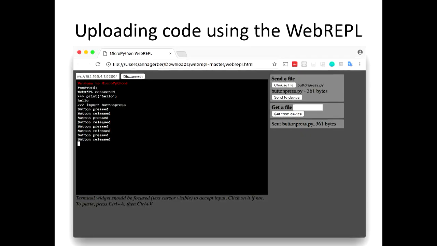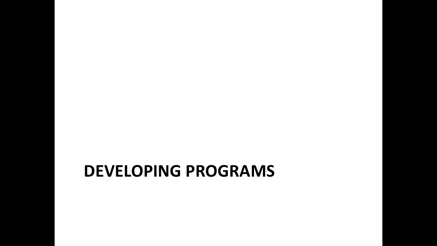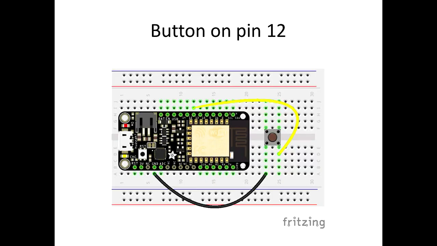So that's getting set up. Developing the programs. I typically start with the simplest things. In this particular example, it's the button. A button just needs 2 wires. I've got mine connected up on pin 12. It's just ground and pin 12.